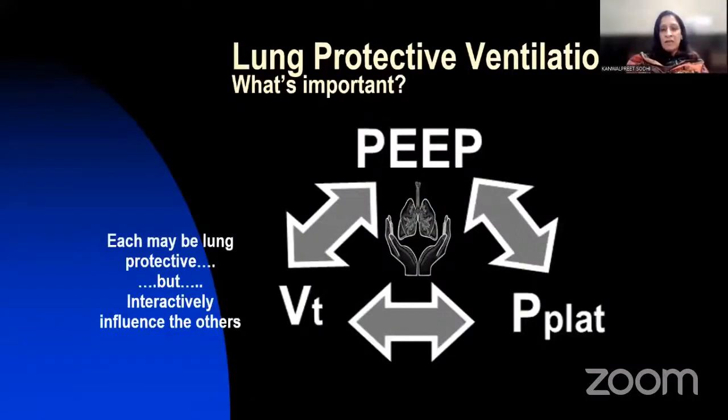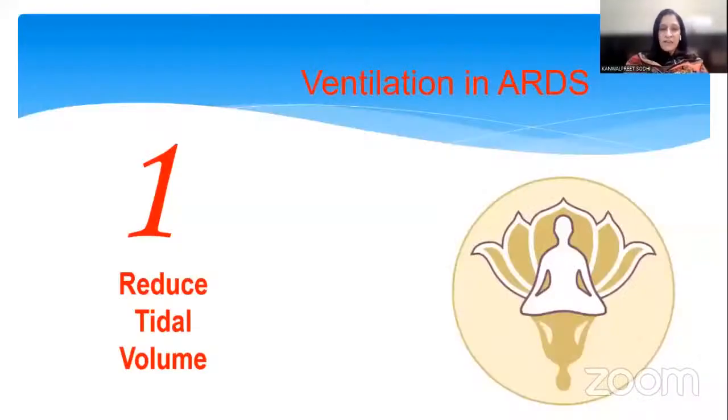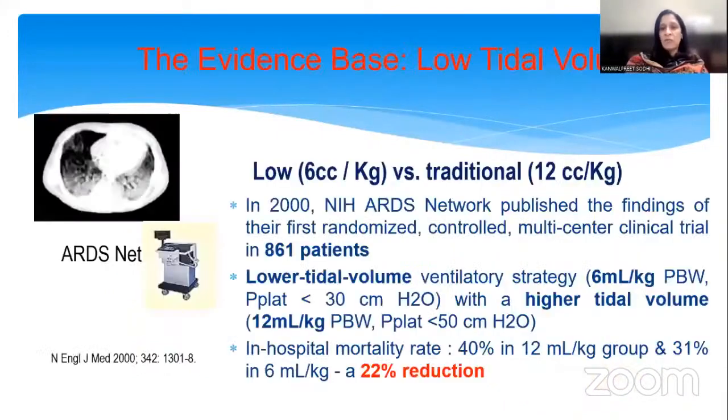So if we're talking about lung protective ventilation, we talked about the tidal volume, the PEEP and the P-plat. So what's more important? Actually, all these may be lung protective and interactively they influence each other a lot. So the first thing is reducing the tidal volume. This concept came way back in 2000 when the ARDS Network published the ARMA trial, and they saw that ventilating a patient with a lower tidal volume strategy, that is 6 mL per kg body weight, targeting plateau pressure of less than 30, when compared with the traditional higher tidal volume of around 12 mL per kg predicted body weight.